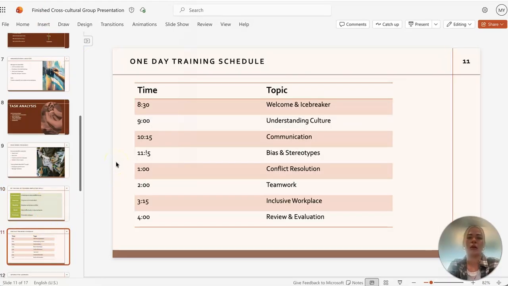Our training is designed as a one-day workshop. The day begins with introductions and icebreakers, followed by sessions covering understanding culture, communication, bias and stereotypes, conflict resolution, teamwork, and creating an inclusive workplace. The training concludes with a review and evaluation measuring what participants learned.